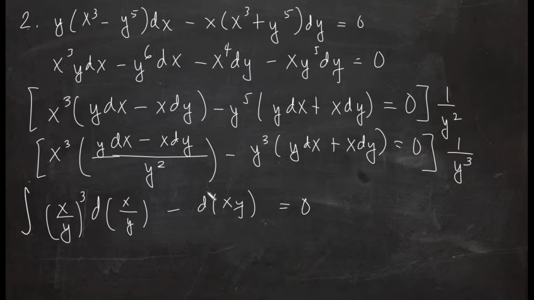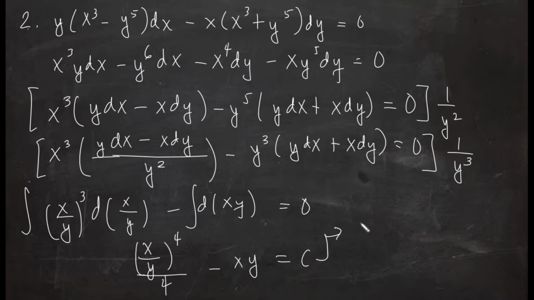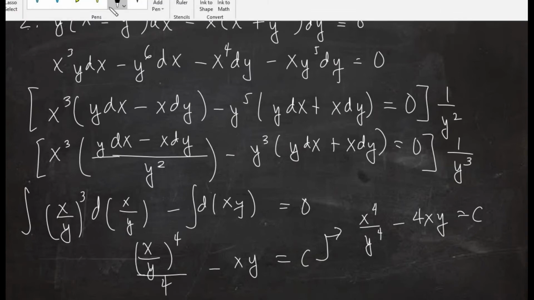So if we integrate, this will now become (x over y) to the 4 over 4 minus xy is equal to c. Now to simplify that, we can multiply by 4 and we will now arrive at our final answer, which is x to the 4th over y to the 4th minus 4xy is equal to c. So that is our final answer.